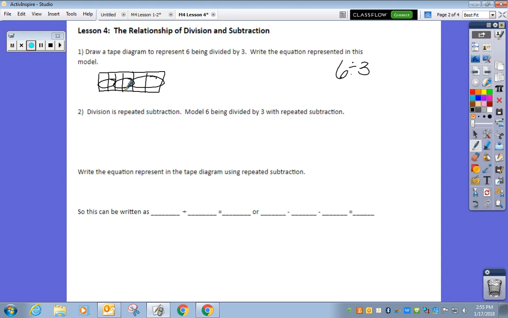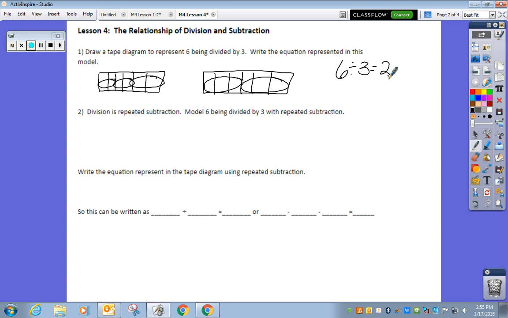And then I can also look at it as how many groups of 3 are in 6. So I can draw my 6 and circle groups of 3. In this case, there's 2 in each group, and in this case, there are 2 groups of 3. So both ways, no matter how you look at it, 6 divided by 3 is going to give you 2.